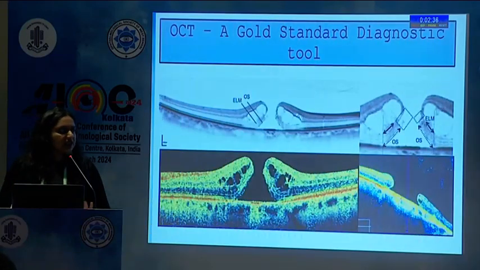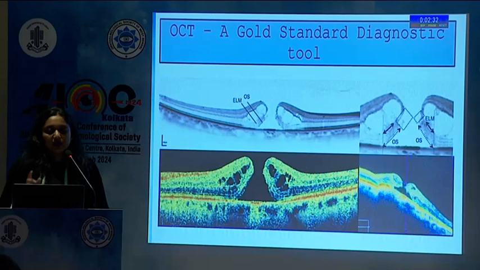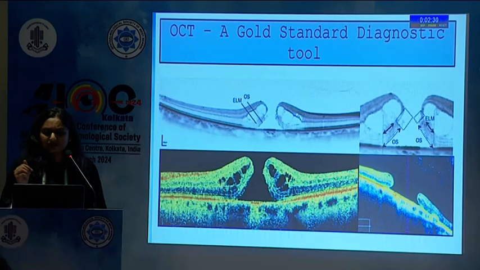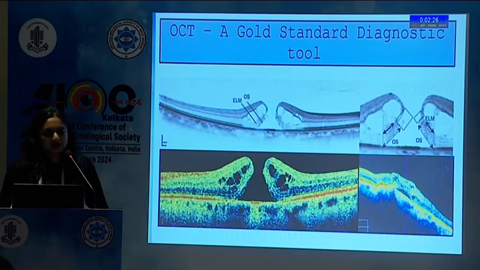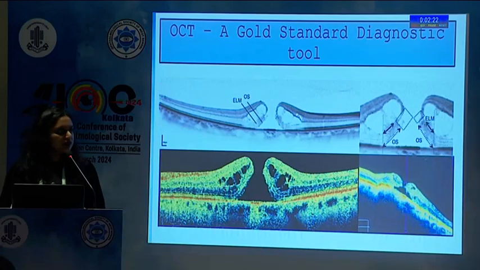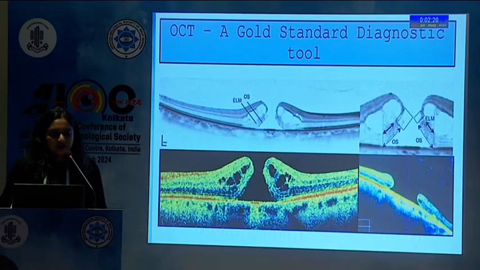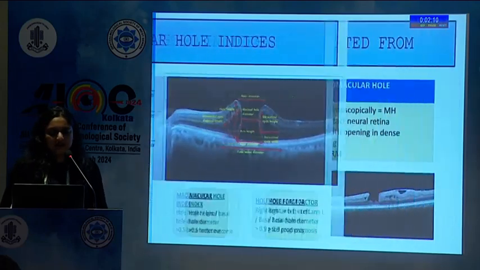But none of these are diagnostic. So the diagnostic test is always OCT. So why is OCT gold standard? Because as I mentioned, we should know if it's a full thickness macular hole. So OCT will be able to tell us if there's a defect from the internal limiting membrane up till the photoreceptor. Further, with OCT, we can also do macular hole indices. So that will actually help us prognosticate the outcome after surgery. And most important being macular hole index and hole form factor.